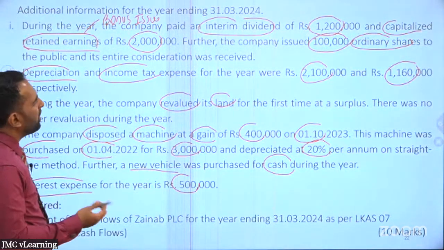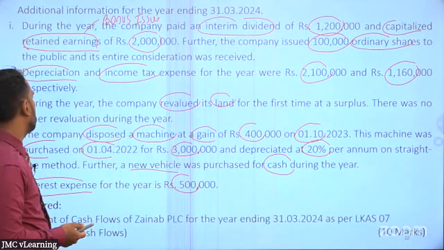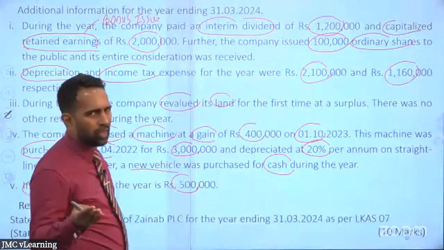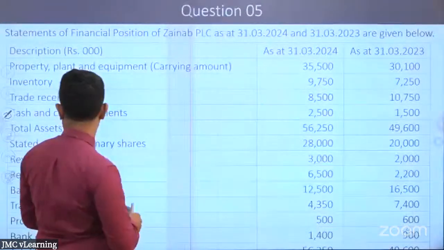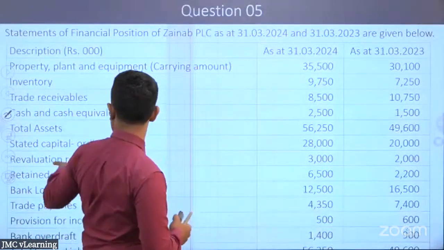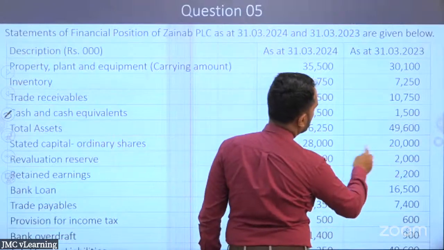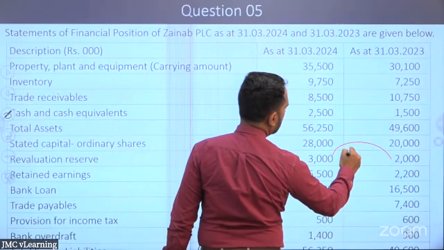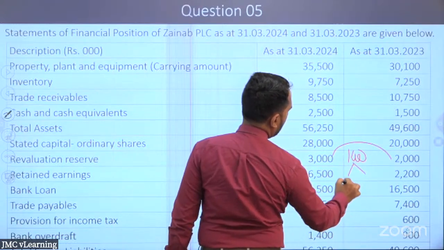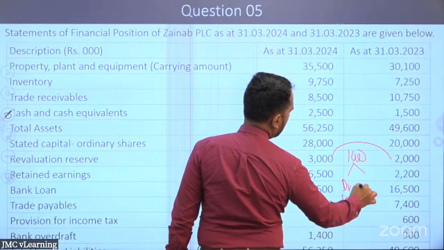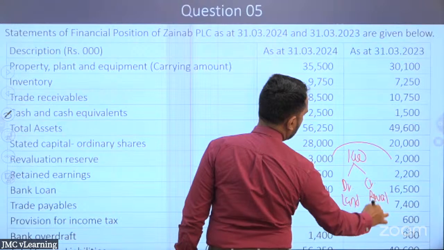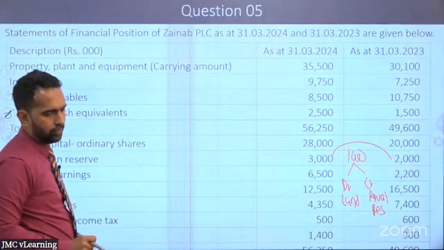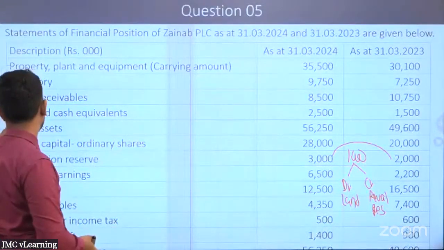During the year, the company revalued its land for the first time at a surplus. There was no other revaluation reserve. Lamai, you don't have to open up the revaluation account here. We just pass the double entry. The revaluation reserve has increased from 2000 to 3000, by 1000 rupees. What is the double entry? Debited to land, credited to revaluation reserve.